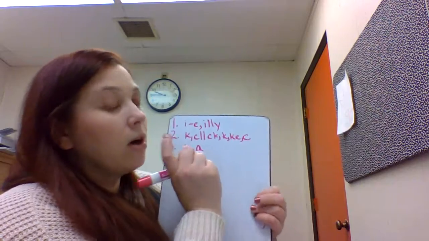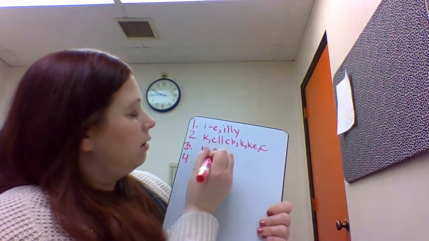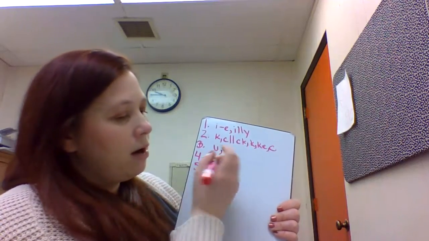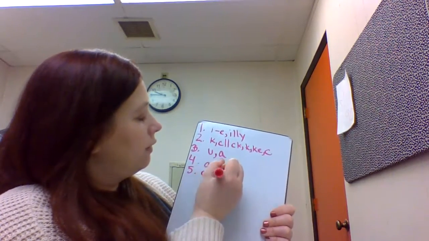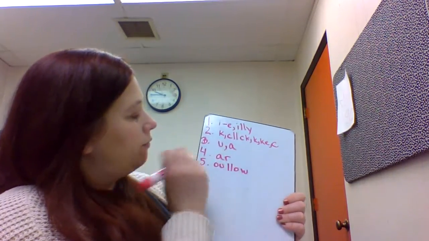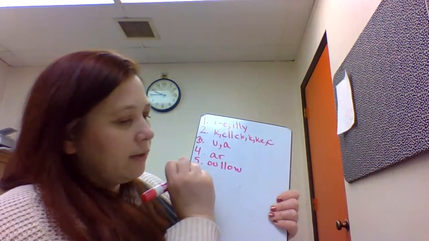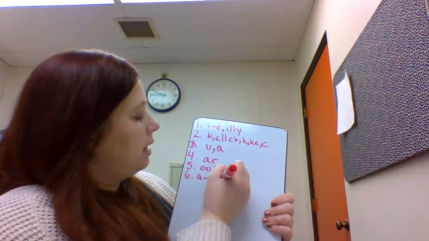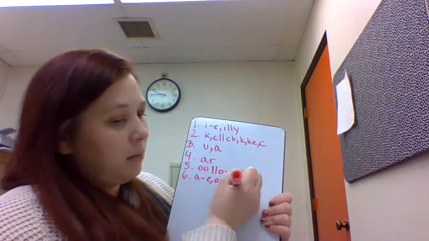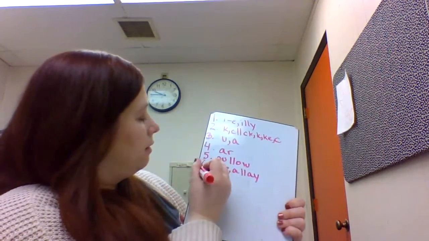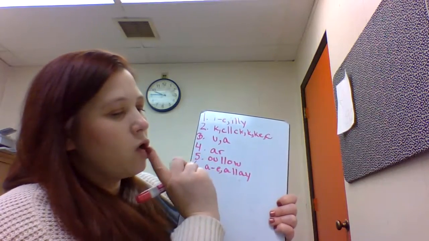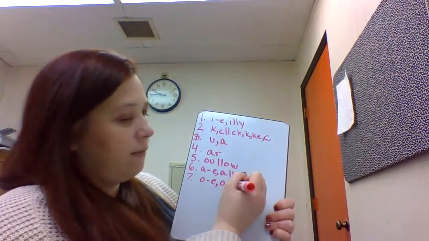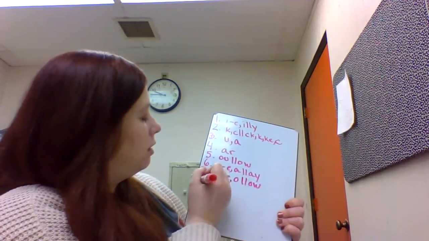Number 4, R. That's AR. Number 5 is OW. That's OU, or as a final sound, OW. Number 6 is A consonant E, comma, A, or as a final sound, AY. Number 7 is O. That's O consonant E, comma, O, or as a final sound, OW.